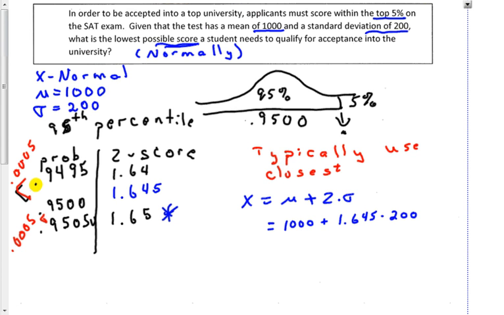And I do want to point out parentheses, order of operations. That gives us a score of 1329. So that university would publicize that if you get a score of 1329 or greater, you will be accepted into the university. So that's finding percentiles using the normal distribution.